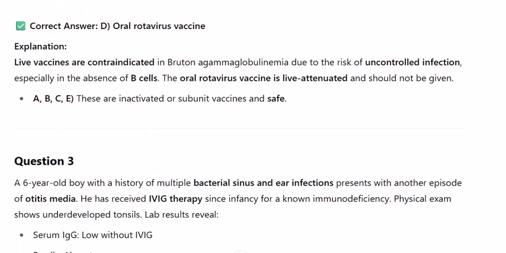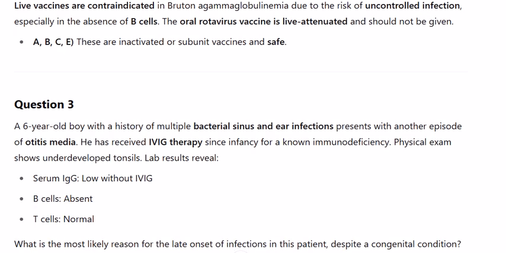Explanation: live vaccines are contraindicated in Bruton agammaglobulinemia due to the risk of uncontrolled infection, especially in the absence of B cells. The oral rotavirus vaccine is live attenuated and should not be given. A, B, C: these are inactivated or subunit vaccines and safe.